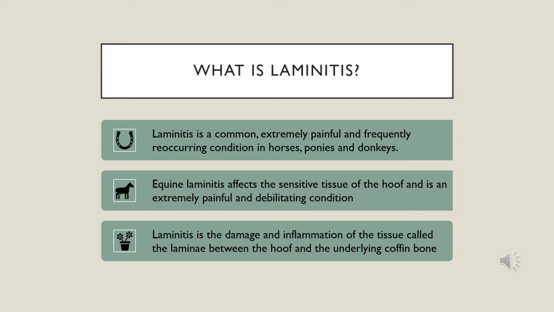Laminitis is a common, extremely painful and frequently recurring condition in horses, ponies and donkeys. Equine laminitis affects the sensitive tissue of the hoof and is an extremely painful and debilitating condition. Laminitis is the damage and inflammation of the tissue called the laminae between the hoof and the underlying coffin bone. It can affect all 4 feet, but is most common in the front feet.